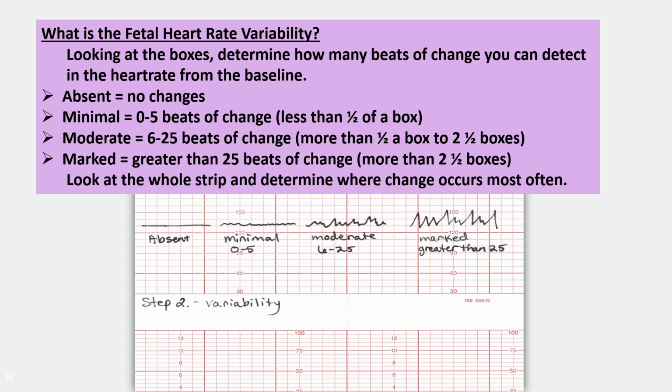Now, you have marked variability, which is greater than 25 beats, more than 2.5 boxes. We don't really know what causes marked variability.